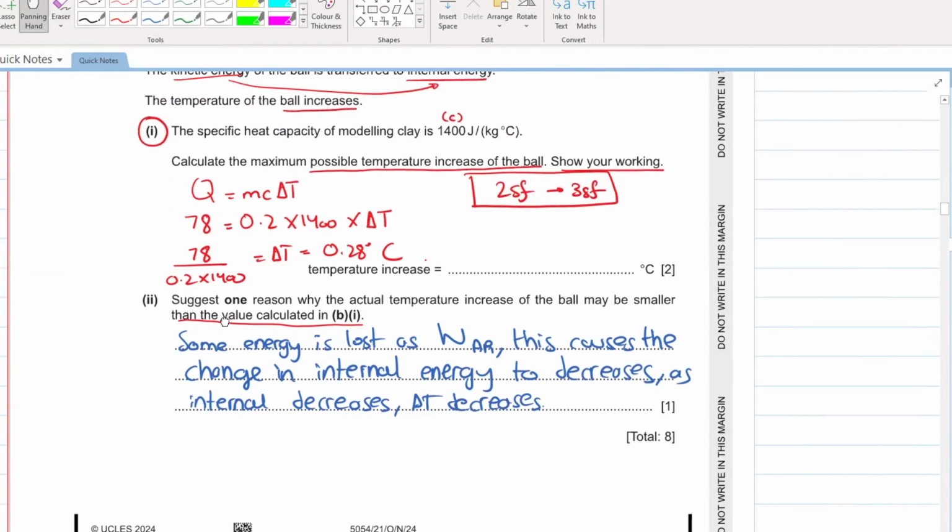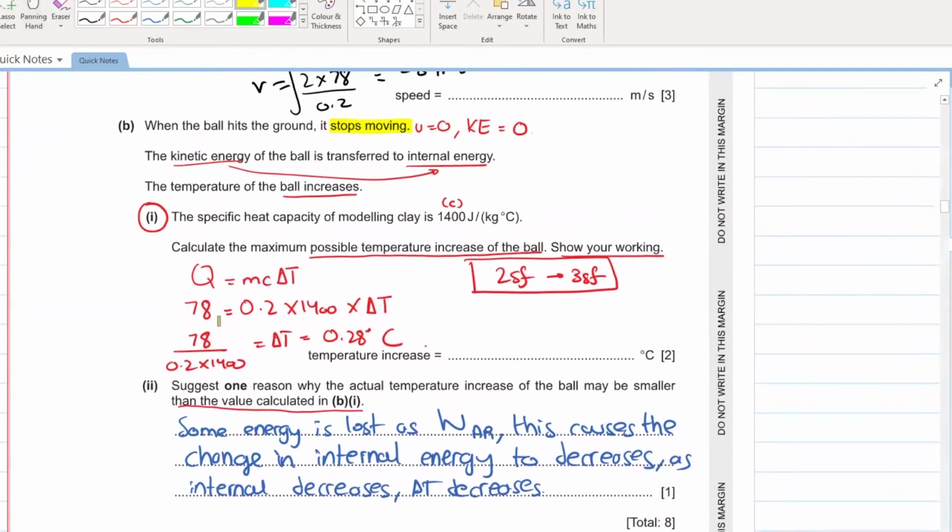And what I am referring to as internal energy, beta, is this Q. This Q is your internal energy. जैसे ही Q decrease होगा, you can see as Q decreases, your change in temperature will also decrease.